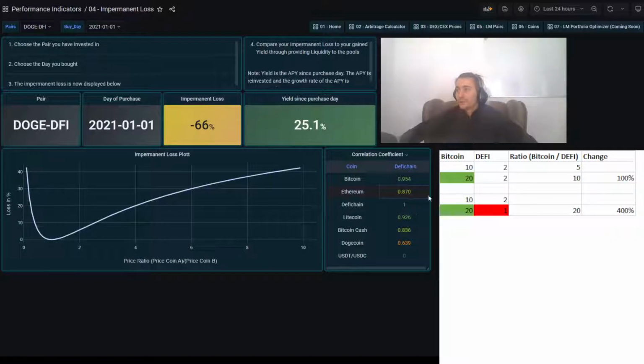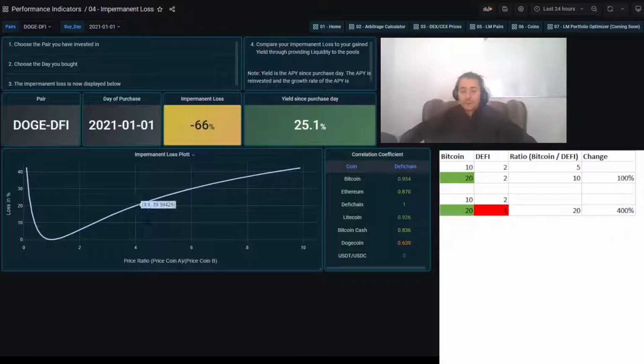Now let's make this example even more crazy. Let's assume Bitcoin increases to 20, just like before, and the DeFi coin falls from 2 to 1. Then the ratio would be 20, which is 4 times the 5 that we started with, so 400% different. So if we're here at 4, impermanent loss would be 20%. Okay, this is how to interpret this graph.